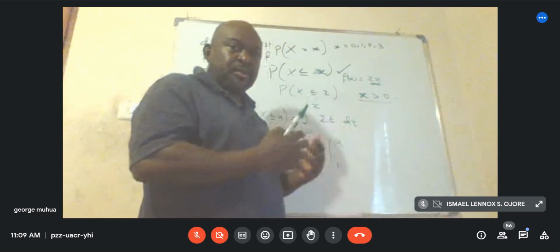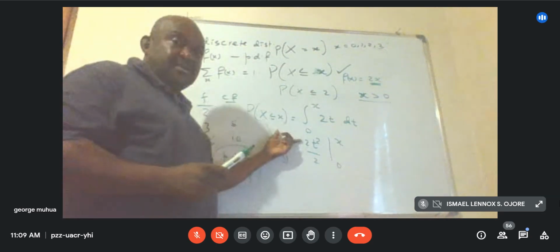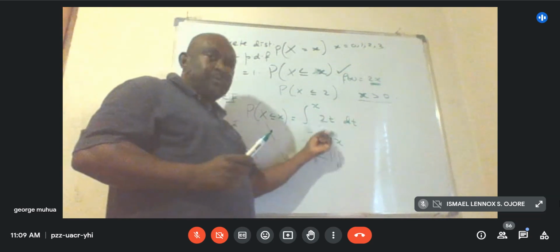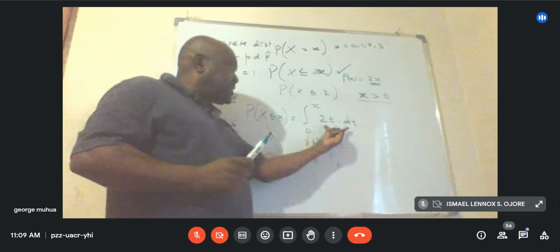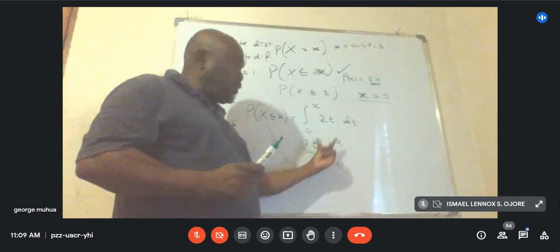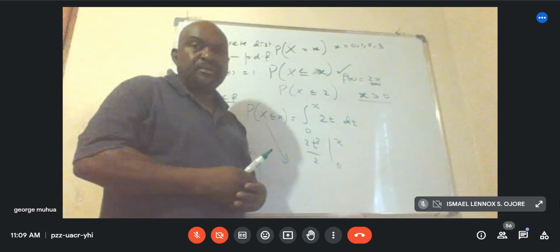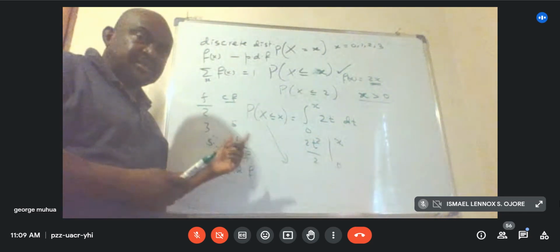It depends on it. If it was -1, 2, 3, the lower value will be -1. But now I'll go to x. I'll change the variable of integration for facilitative purposes. I will integrate it with respect to that variable, and when I come here now, I substitute my x, and I will be able to get an expression in terms of x, and that will be my CDF if it is continuous.